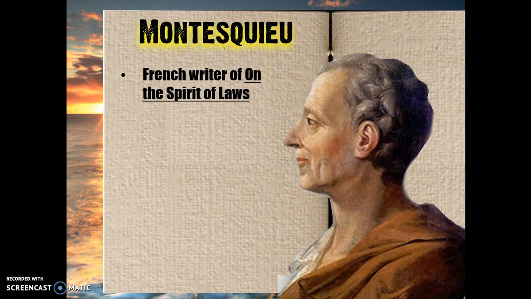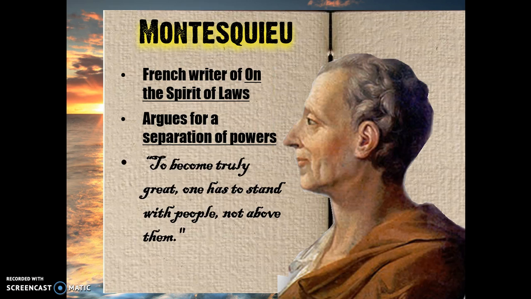Montesquieu was another French writer, and he wrote a book titled On the Spirit of Laws. In it, he argues for a separation of power in government, similar to what we have in the United States with the 3 branches of government. He said, to become truly great, one has to stand with people, not above them. This is a direct criticism of absolute monarchs who thought they were better than the people they governed.